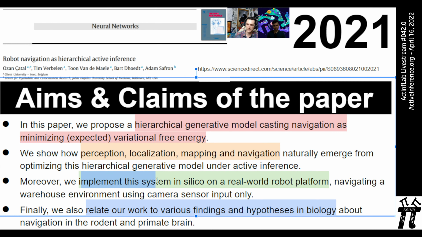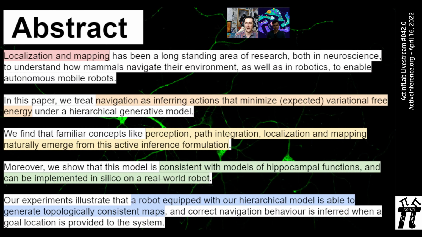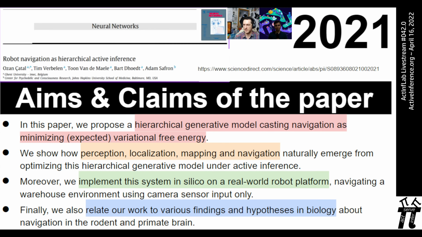Then they implement the system in silico on a real-world robot platform, navigating a warehouse environment using camera sensor input only. And then they also have this third angle, not just the theoretical and the robotic implementation, but the biological. They relate their work to various findings and hypotheses in biology about navigation in the rodent and primate brain. Okay. Do you want to read the... Yeah, go ahead. These are wonderful claims.